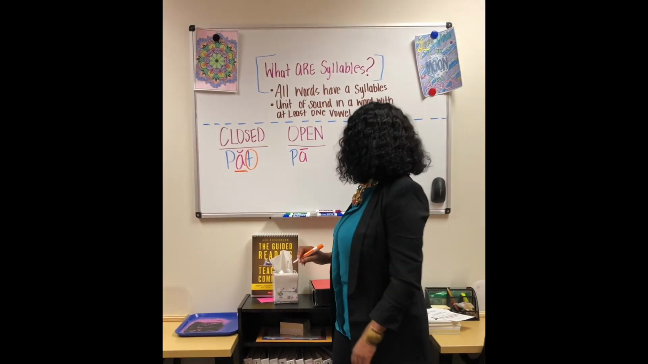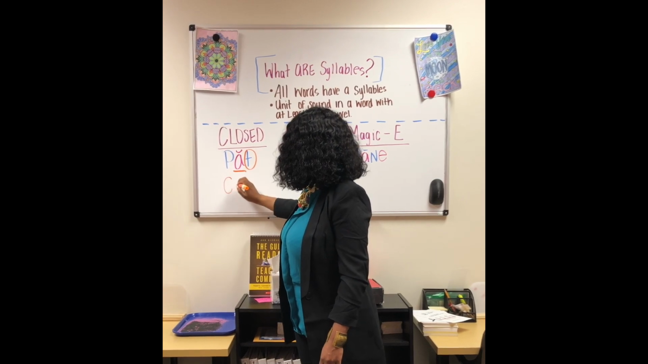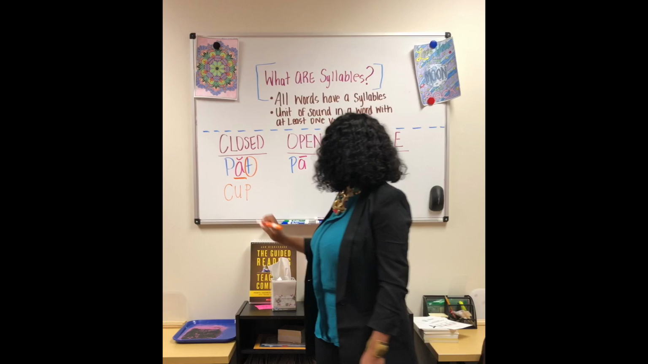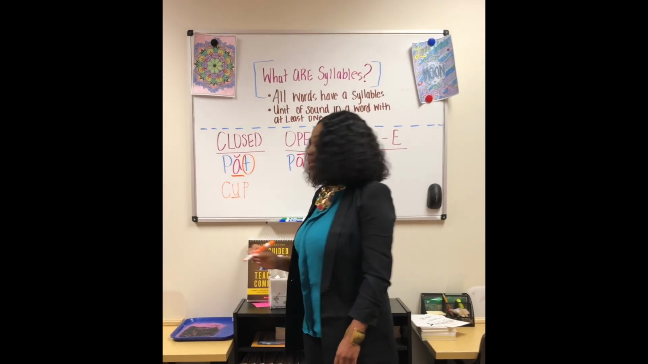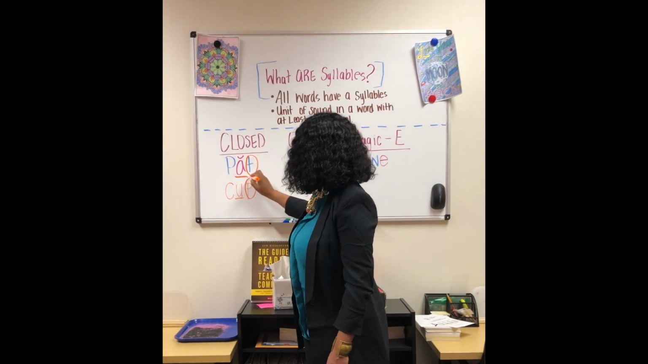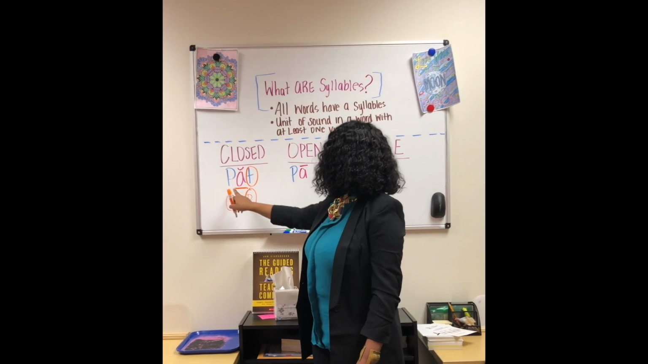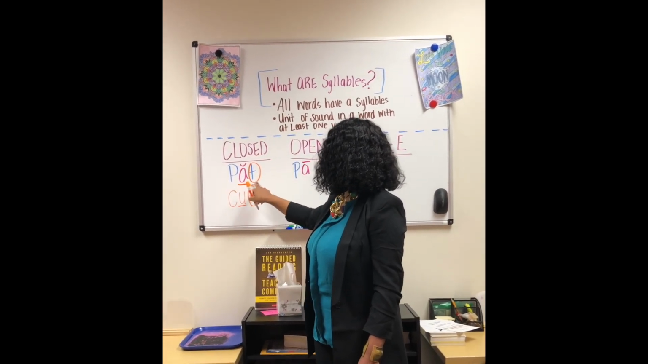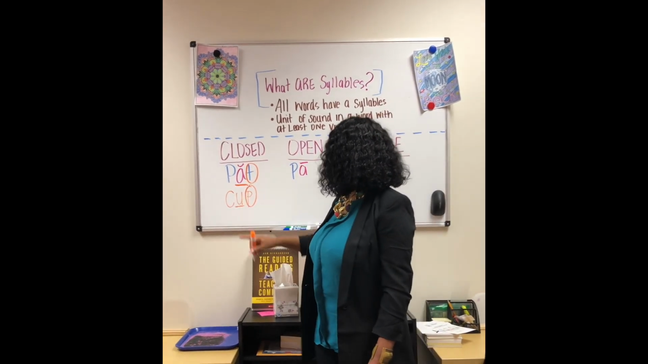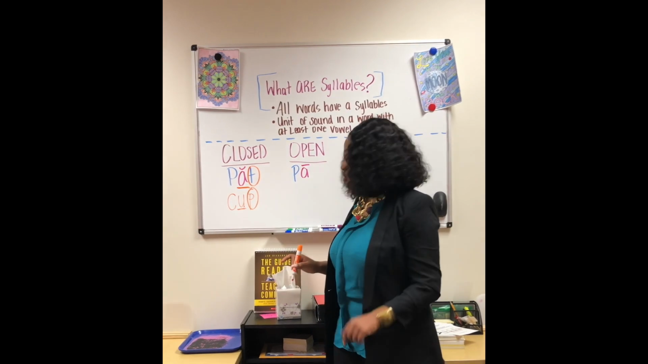So for example, I could have the syllable cup. I'm going to identify my vowel, which is U, and the consonant letting me know that it is closed is P. Now, how would I read this syllable? I would go p, at, pat. Notice it made that short sound. Same thing here: k, up, cup.